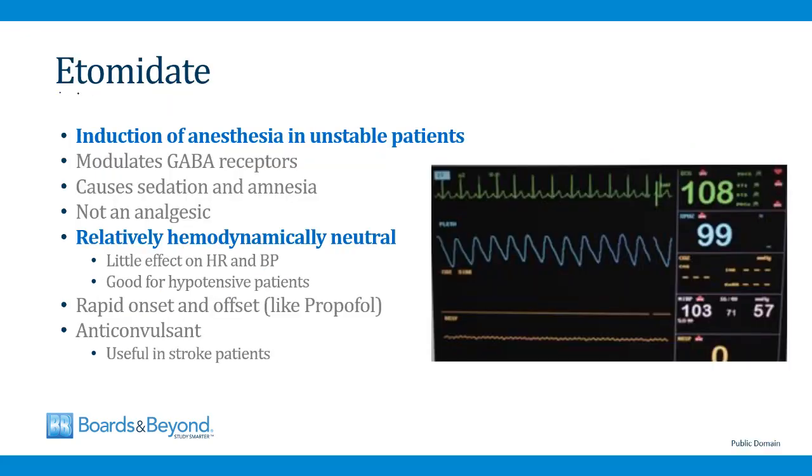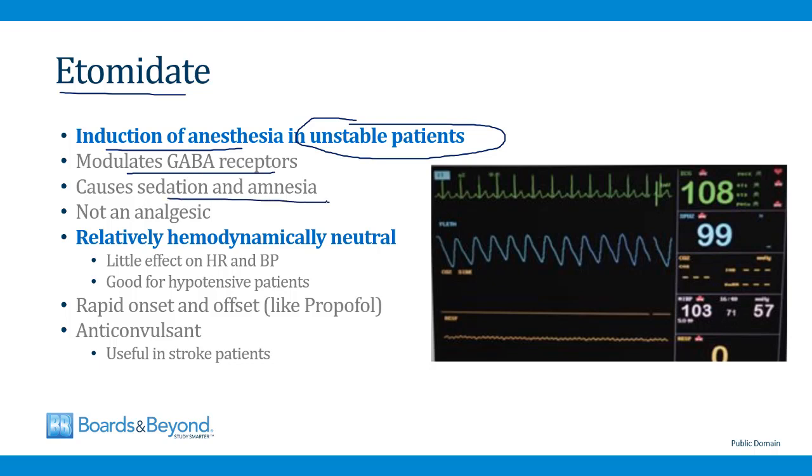Okay, moving on, let's talk about etomidate. Just like propofol, etomidate is used to induce anesthesia, but etomidate is the drug of choice in unstable patients, and that's because it does not cause hypotension. Similar to propofol, it modulates GABA receptors, causing sedation and amnesia. Also similar to propofol, it's not an analgesic and does not treat pain.